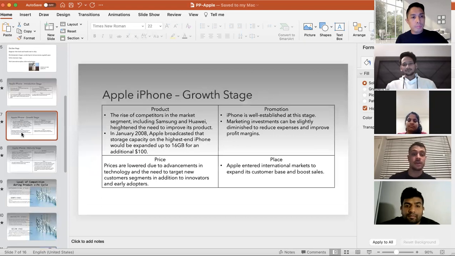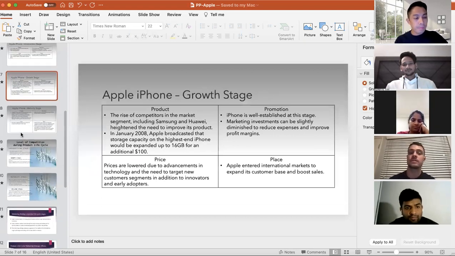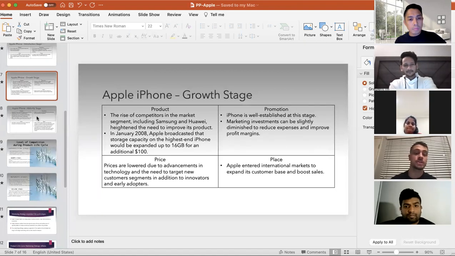In the growth stage, Apple experienced the rise of competitors in the market, such as Samsung and Huawei, offering new different products. As a result, Apple recognized the need to improve its product. So in January 2008, Apple announced the launch of an improved iPhone, which had a storage of 16 gigabytes, which is double the first high-end iPhone, and that would cost an additional $100.